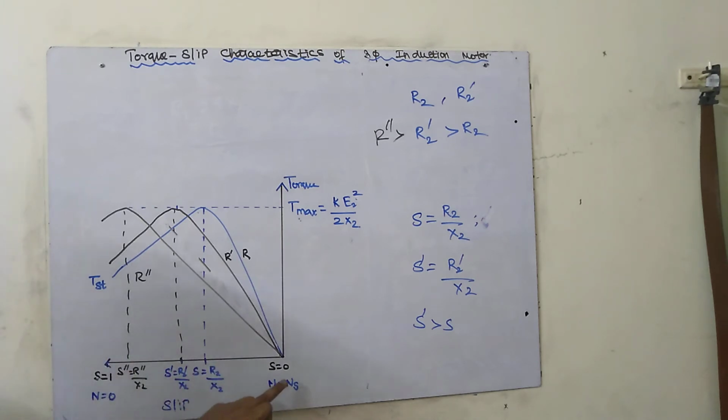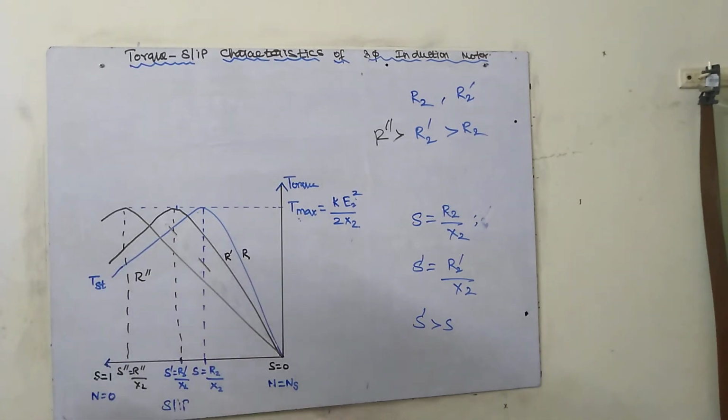Why is it going left? Because here R2 equals 0, and here I am increasing it, and here it is the maximum value. So S dash equals R2 by x2, S double dash equals R2 by x2. This is the effect of rotor resistance on the torque slip characteristics.